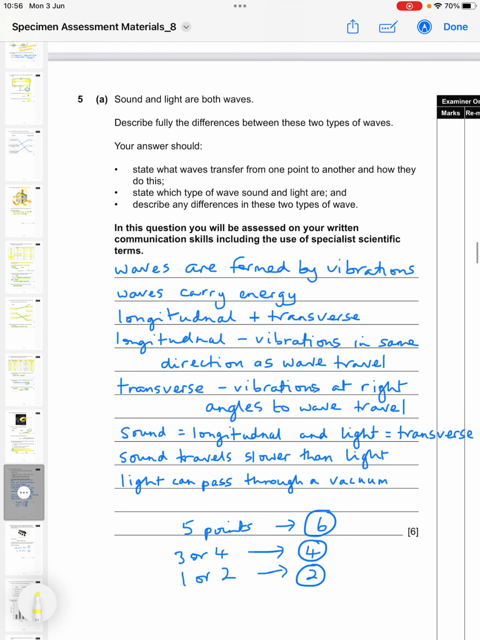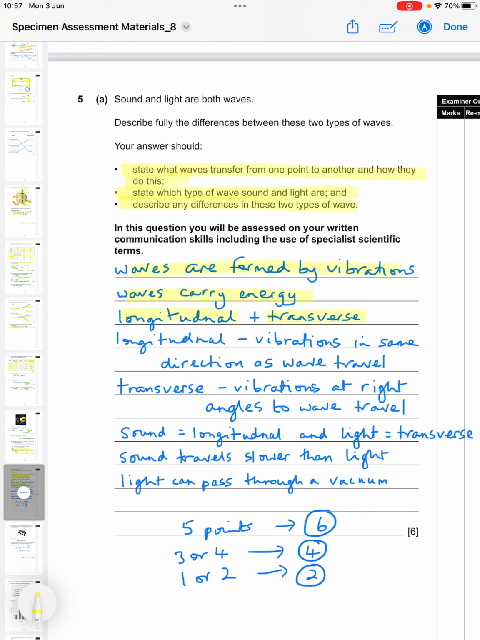Next question is about sound and light, and it says they're both waves. Describe fully the differences between these two types of waves, and your answer should state what waves transfer from one point to another and how they do this. State which type of wave sound and light are, and describe any differences between these two types of waves. So we're going to start by saying what waves are. So waves are formed by vibrations and they carry energy.